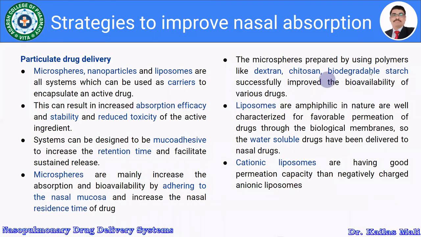So these are certain polymers which are used to formulate the nasal drug delivery system. Already you are aware of chitosan. It is going to act as a permeation enhancer, as a solubilizer, and as a mucoadhesive agent.